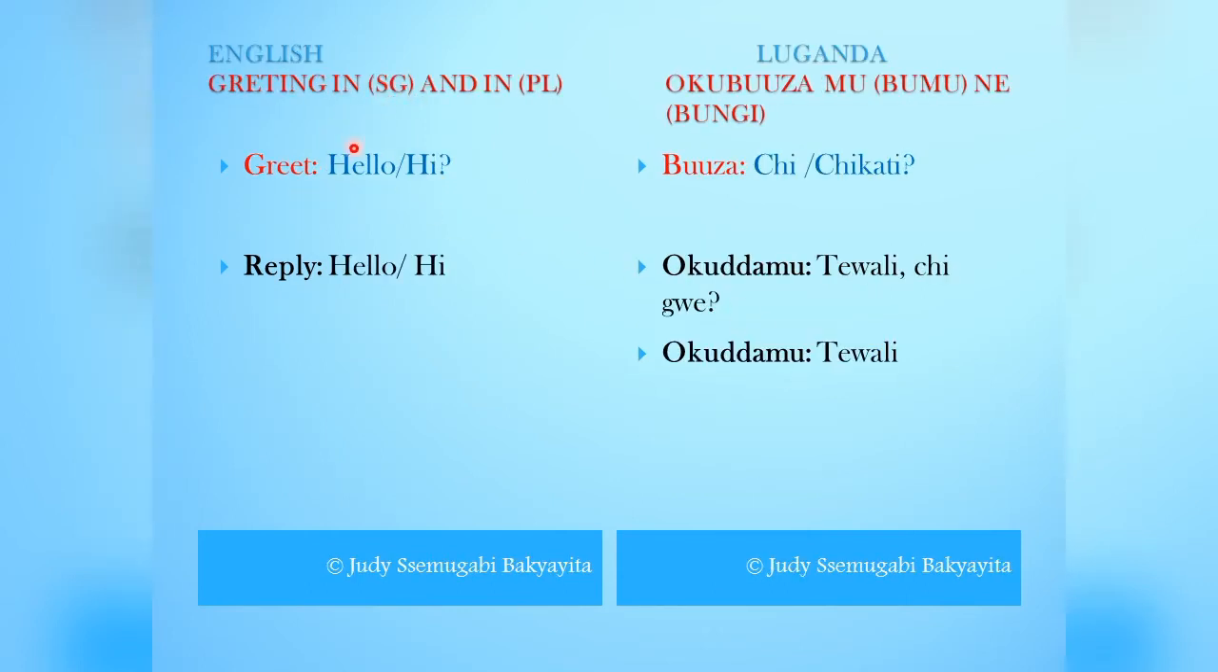Then you greet somebody like a peer or friend, somebody close, your age mate. Hello, hi in English. In Luganda, you say chikat. Chi or chikat. Then that person in English will respond by saying, hello, hi, greeting you back.